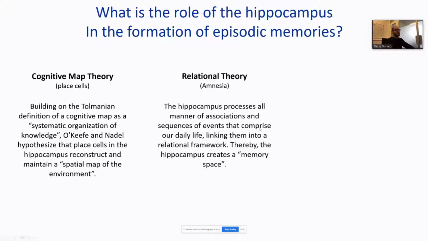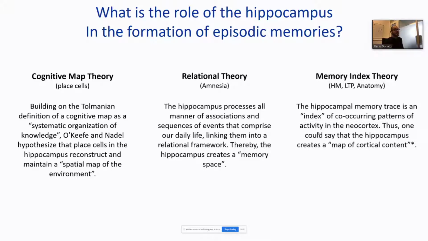These two can sort of go in the same direction, saying the hippocampus creates a memory space that can be either physical or conceptual. But the last one sort of departs from this and says that the hippocampus creates a code for experience that acts as an index, whose only function is to point to information stored in the brain, which is basically in the cortex.